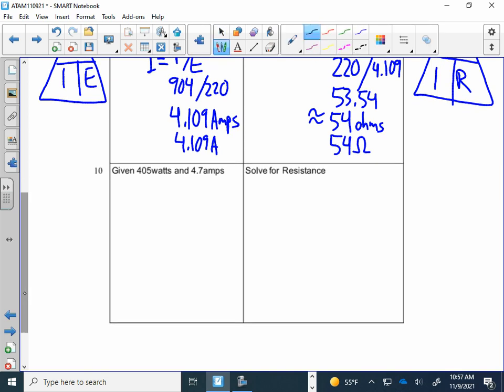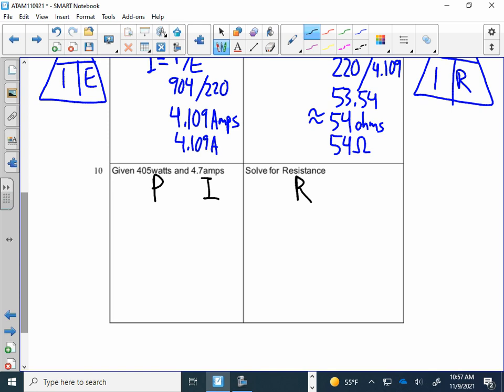Number 10. Given 405 watts and 4.7 amps, solve for resistance. The first thing you want to do is assign your variables. 405 watts, so we'll use a P. 4.7 amps, we'll use an I. And resistance, we'll use an R. We have a triangle with EI and R. Not EI and R, PI and R.